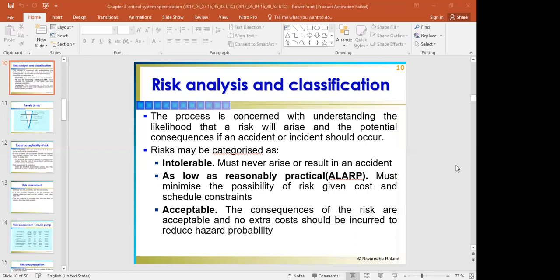So that's an example from the ALARP category. And then we also have the acceptable category. Acceptable risks are those where the associated accidents normally result in minor damage. System designers should take all possible steps to reduce acceptable risks, so long as these do not significantly increase costs, delivery time, or other non-functional system attributes.